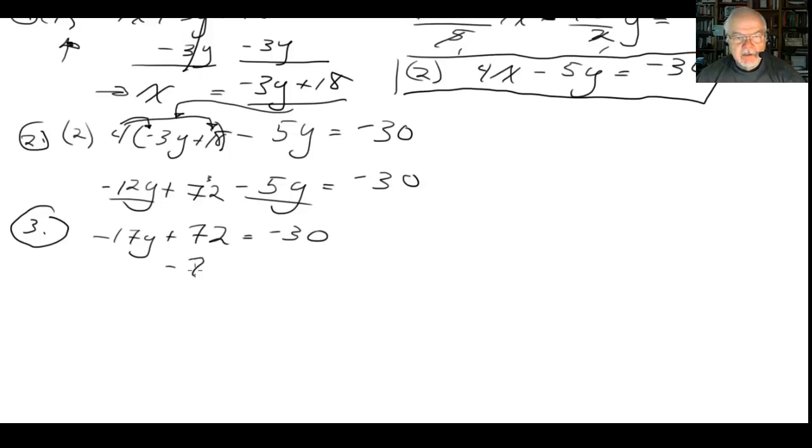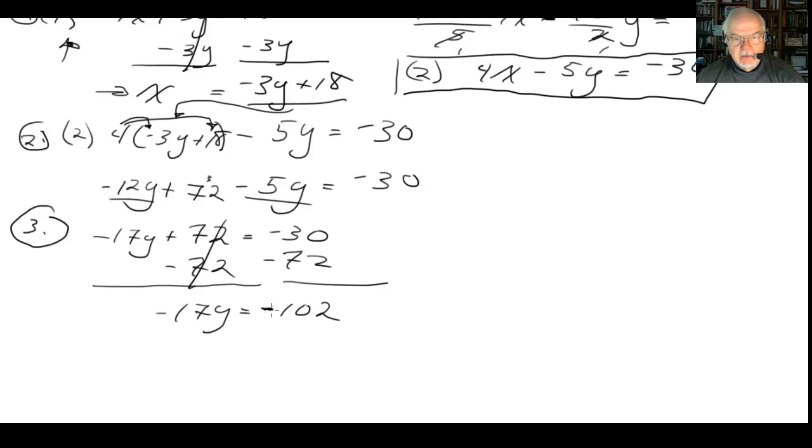Subtract 72 from both sides. Minus 72. That, of course, disappears. I have minus 17y equals 2 plus 0 is 2... 7 plus 3 is 10. And we have 2 minus signs, so that's going to be minus.